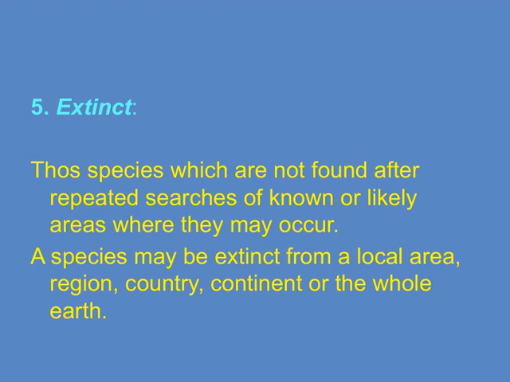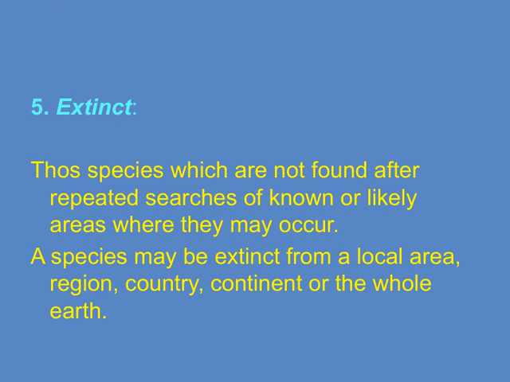It's important to understand that extinction can occur at different levels. A species might be extinct in a specific local area, but still survive elsewhere. Conversely, it could be completely wiped out across an entire continent or even on a global scale. This concept highlights the seriousness of extinction and the importance of conservation efforts.